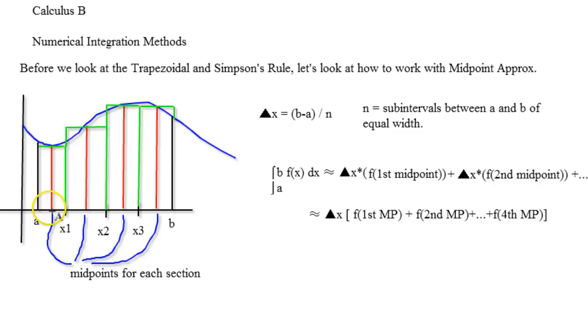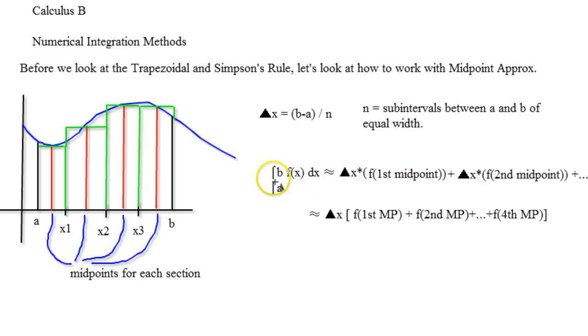Now what we're going to do is, instead of working with a lower bound or an upper bound, we would actually be working with the midpoint. So we would find the midpoint in each one of these sections. So this would be the halfway point between x0 and x1, the halfway point between x1 and x2, halfway point between x2 and x3, halfway point between x3 and b.